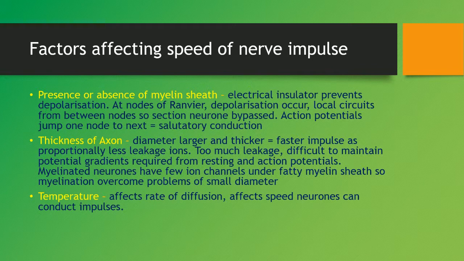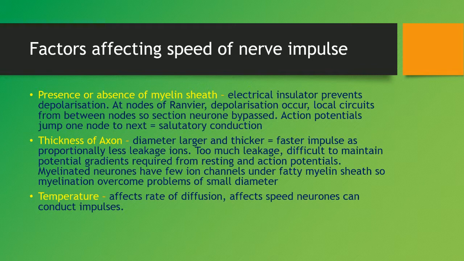These local circuits will form between these nodes, and so the section of the neuron will be bypassed, meaning that everything that's covered by a myelin sheath will be bypassed, and it will just jump from node to node to node. So as we see, impulses will jump from one node to the next, and this is called saltatory conduction.